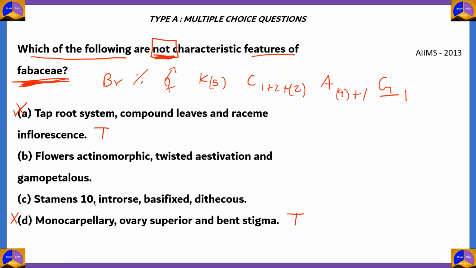So we have 10 stamens. That's true because we have a 9+1 arrangement. And they are diadelphous, which means 9 of them are bundled into 1 and one is separate. And basifixed means they're fixed to the base of the plant, that is near to the ovary. And dithecous refers to the number of lobes on the anther, which is again dithecous according to Fabaceae regulations.